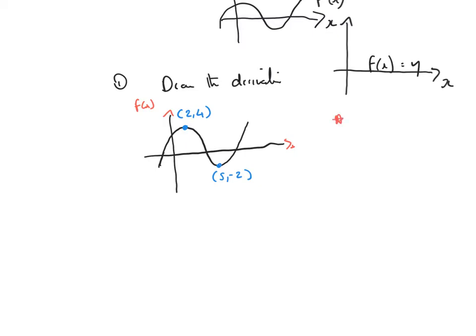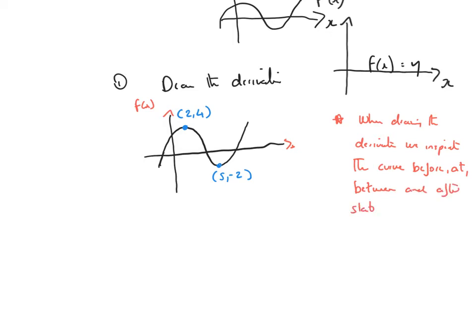Now take note of this. When drawing the derivative, we inspect the curve before, at, between, and after stationary points. So when we have stationary points here, points of zero gradient, that's your turning points, okay? So when drawing the derivative, we inspect the curve before, at, between, and after stationary points.